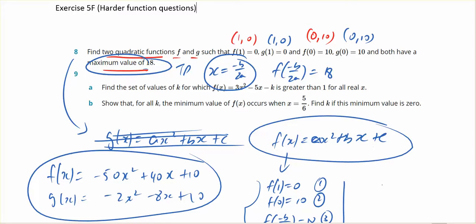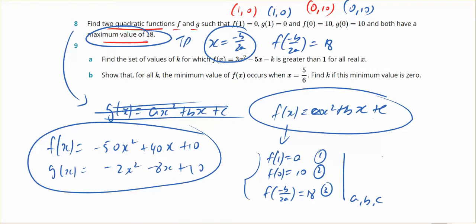Now you could possibly do this by hand, but I'm not advising it. It's very long, it does take a while. It's not impossible, because if you know the y-intercept is 10, you can automatically sub in your c value. So you know the c value is 10, and you're just solving a simultaneous with f of 1 equals 0 and f of minus b on 2a equals 18. That's not a nice equation to solve, but if you choose to, you can do this by hand.